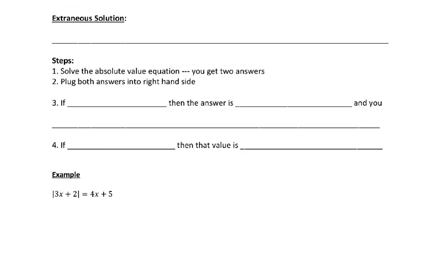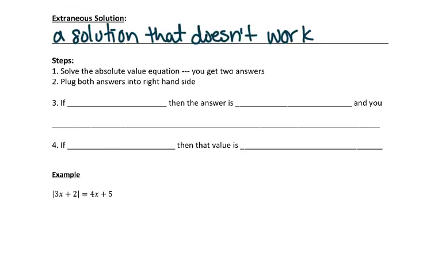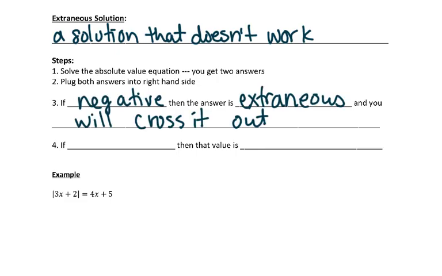Okay, the last part of this lesson is about extraneous solutions. An extraneous solution would be one that doesn't work. So let's look at the steps. The first thing is we're going to solve the absolute value equation, and just a reminder, you get 2 answers. Then we're going to plug both answers into the right-hand side and see what happens. If the answer is negative, then it will be extraneous, and you will cross it out. If the answer ends up being positive, then that value is an answer.